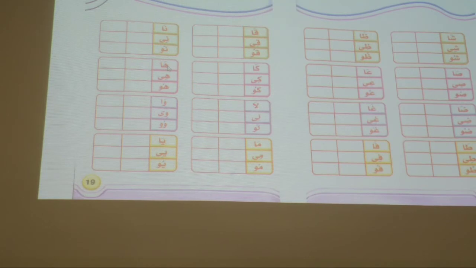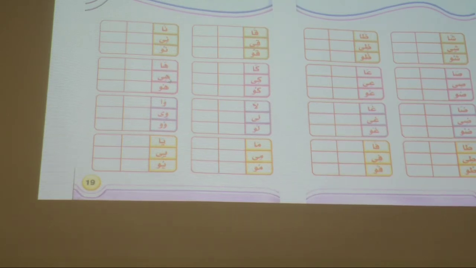The next one is ha, he, hu. The next one is wa, wi, wu. The next one is ya, yi, yu. And that's it. That's it with the long vowels.